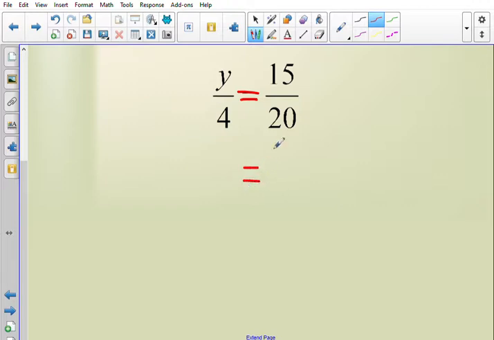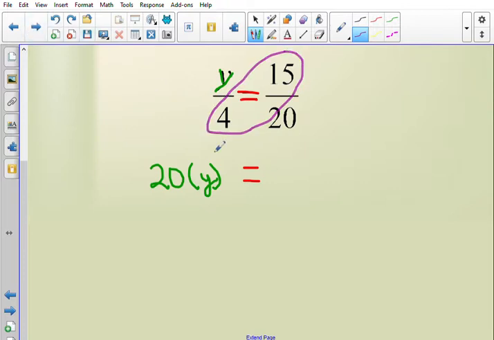I'm going to cross multiply. And I don't care which way you cross multiply first. I personally am a creature of habit, and I will always multiply the variable first. So that means I'm multiplying this way first. So that's 20 times y. The first ones I'm going to write down. Eventually I won't, just because we're going to get lazier as the day goes on. So I'm going to multiply 20 times y. The next thing I'm going to multiply is going to be going the other way, so that's 4 times 15.